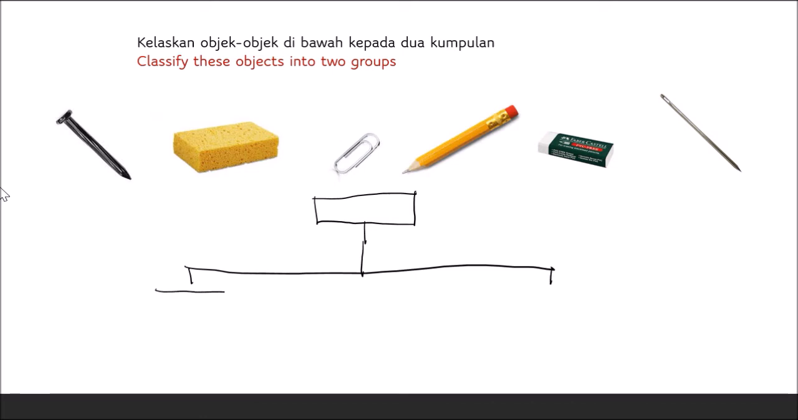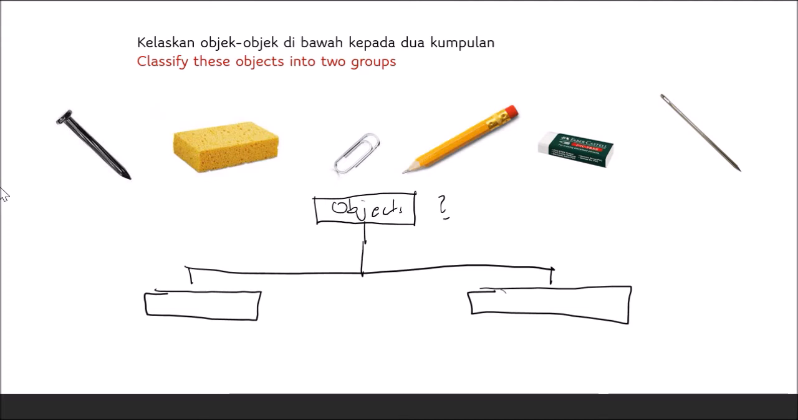Alright. The first group and the second group. So, what must we put here? In the top box here is what are the items here. So, here we got a few objects. So, here we put objects. Alright, and what are the similarities that you can put here? Okay, so we can see here, nail, sponge, paperclip, pencil, eraser, and a needle.